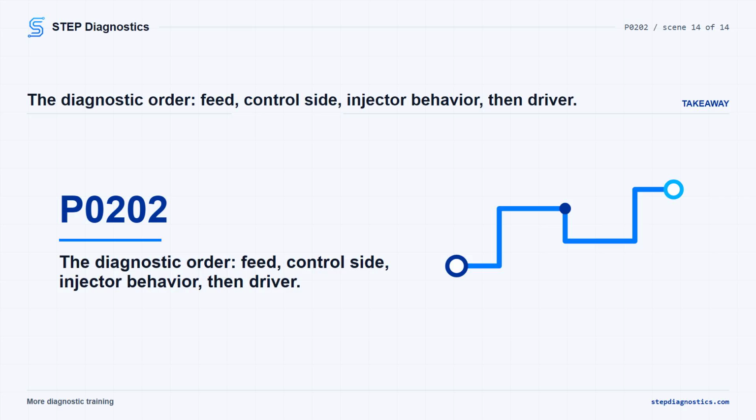The takeaway is simple. Prove the feed, prove the control side, compare the injector electrically and with a scope when needed, and leave the PCM driver until the circuit has earned it.